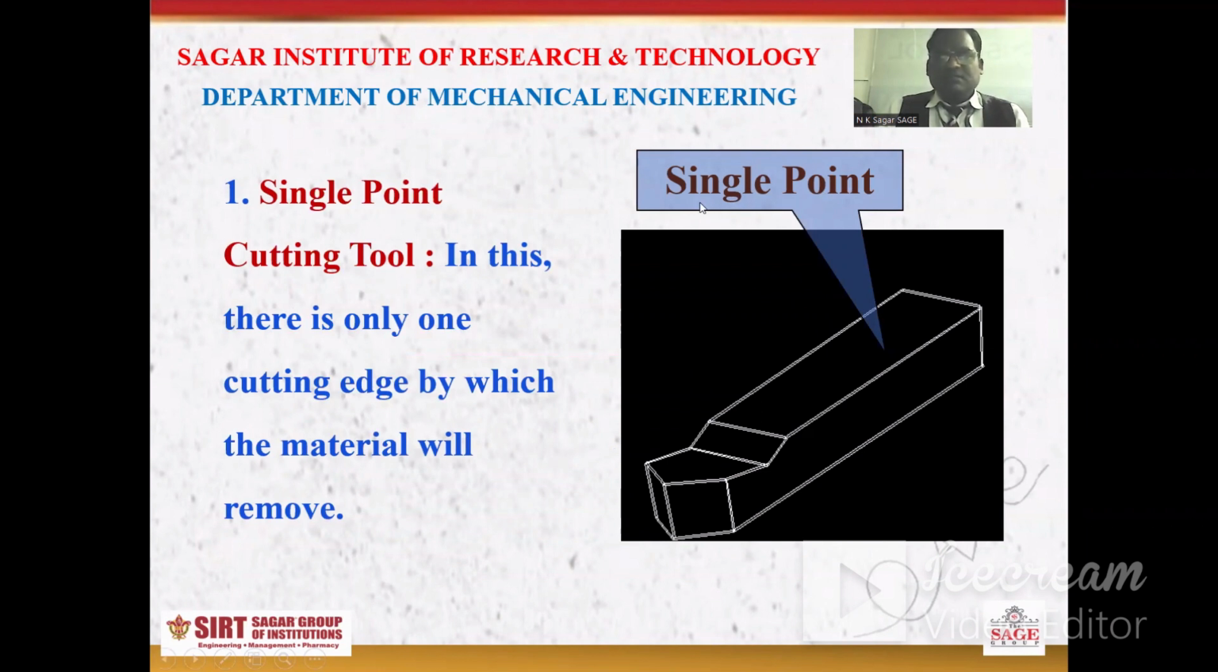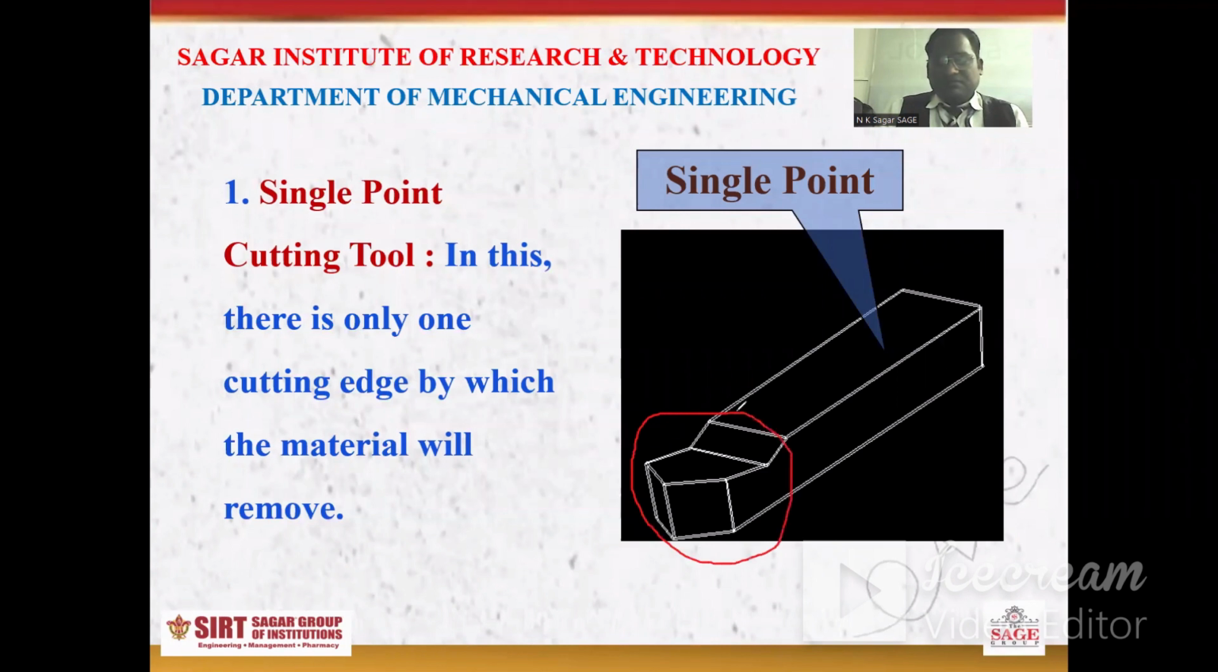So this is a single point cutting tool. What do you mean by single point cutting tool? Single point cutting tool means there is only one cutting edge that is responsible for removing the excess material from the workpiece so that our workpiece can get the proper shape and size as per the requirement.